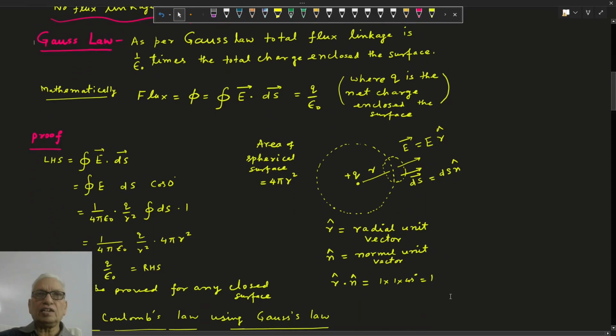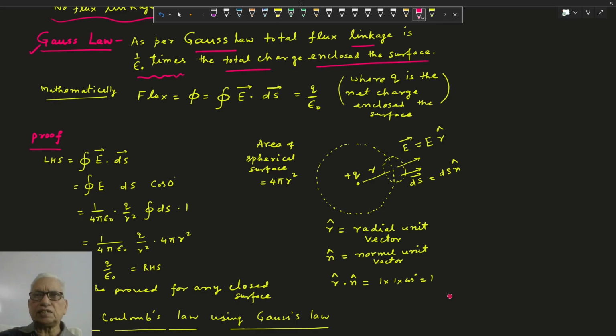Now Gauss theorem. As per the Gauss theorem, or Gauss law, flux linkage is directly proportional to the total charge enclosed, or 1 upon epsilon naught times the total charge enclosed. Mathematically, flux can be written as the integration for the closed path of E dot ds is equal to q upon epsilon naught, where q is the total charge enclosed by the closed surface.